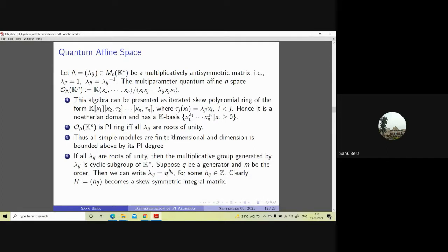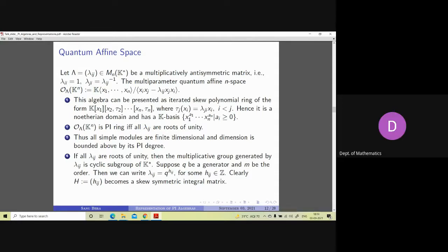And the converse is also true. That follows from Kaplansky's theorem. I am not going into that part, but that is also true. If we suppose lambda 12 is not a root of unity, then we take the algebra generated by x1, x2, and we can show that this is not a polynomial identity algebra.